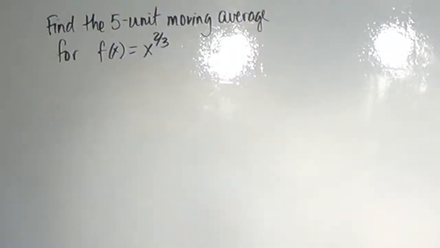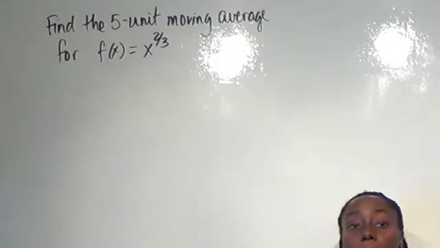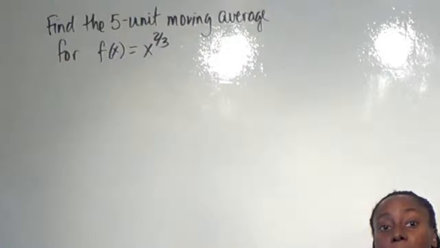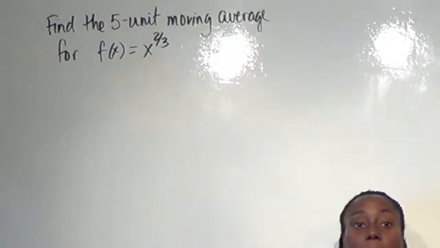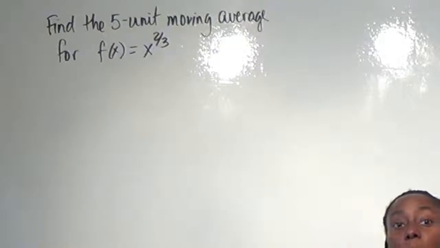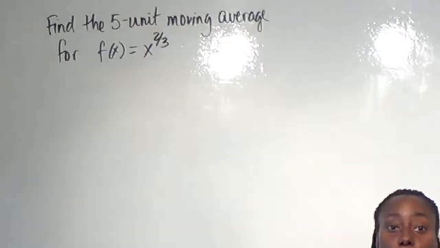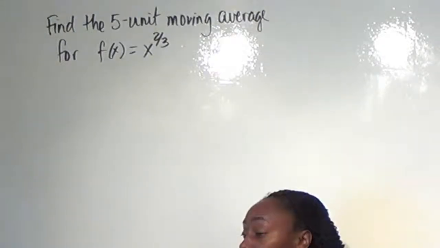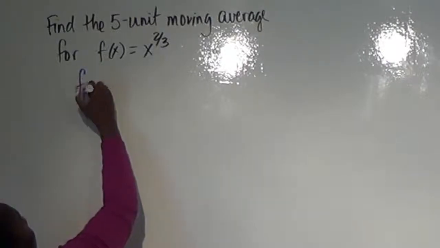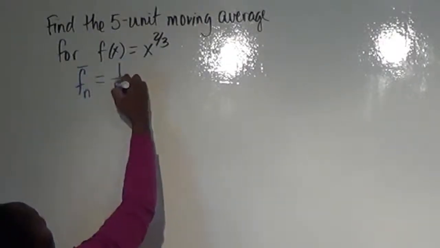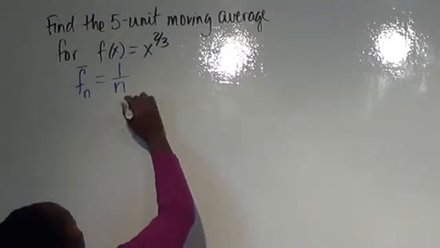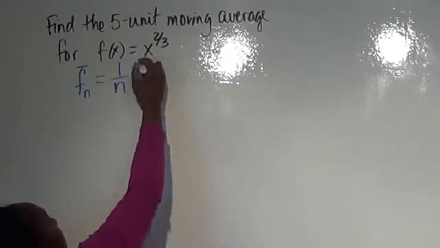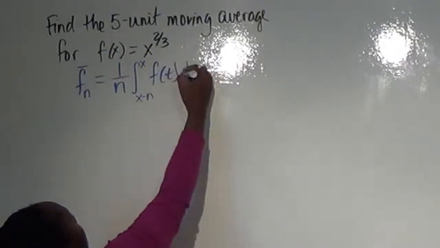In this first one, we want to find a 5-unit moving average for the function f of x equaling x to the 2/3. Okay, so this again is going back to just having the equation and finding the function for the moving average. Because here I'm not going to be able to find specific values because I don't have data values for each of the subunits. Okay, so the most I'm going to be able to do is to come up with a function for my moving average. The formula for my n-unit moving average says it's going to be 1 over the number of units, the integral from x minus n to x of f of t dt.